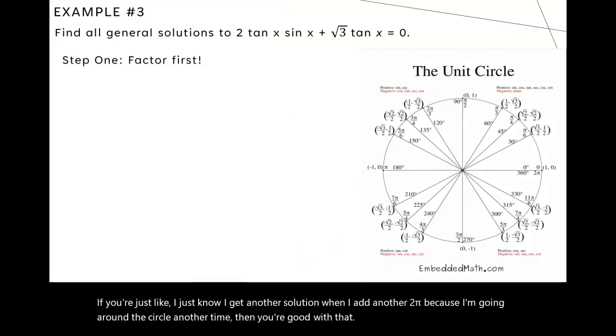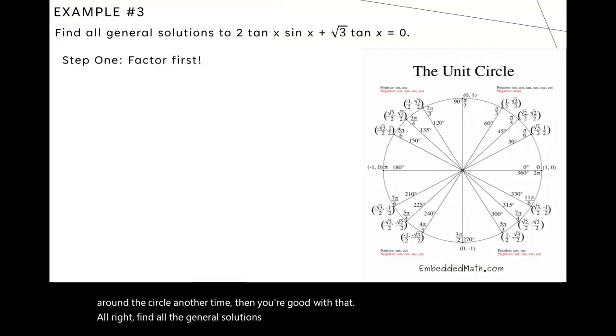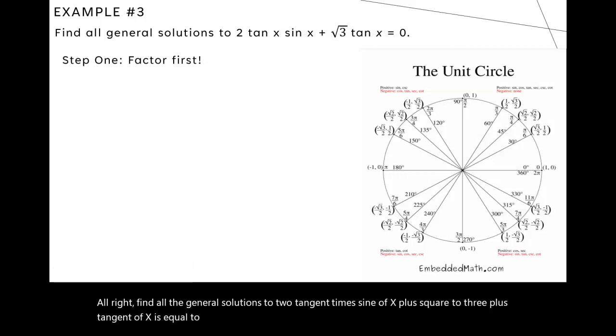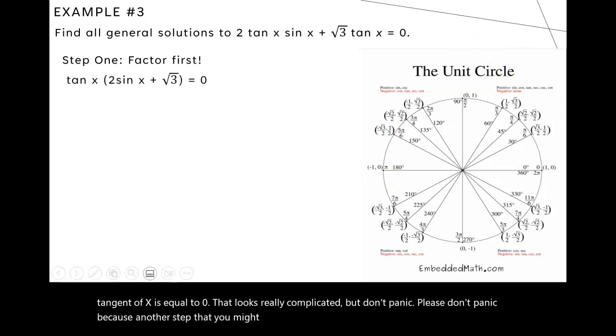All right, find all the general solutions to tangent of x times 2 sine of x plus square root of 3 times tangent of x is equal to 0. That looks really complicated, but don't panic. Please don't panic. Because another step that you might try is to factor first.